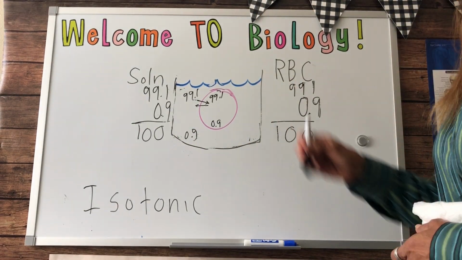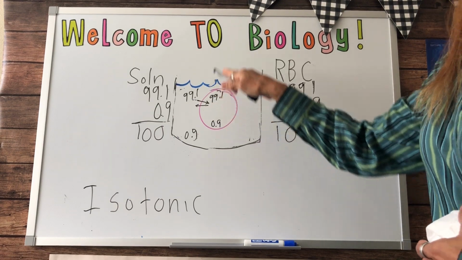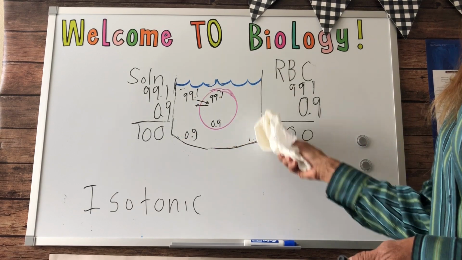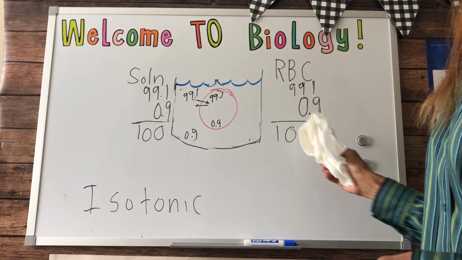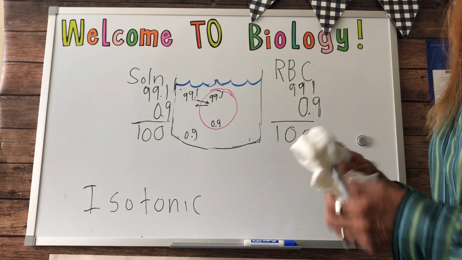So remember, always set it up with the beaker. If it's a red blood cell, just draw a little red blood cell in the center. If it's a semi-permeable membrane, then just draw a line. And then describe the two solutions on each side, do your math, and you should be able to tell quite easily which way the water will go.